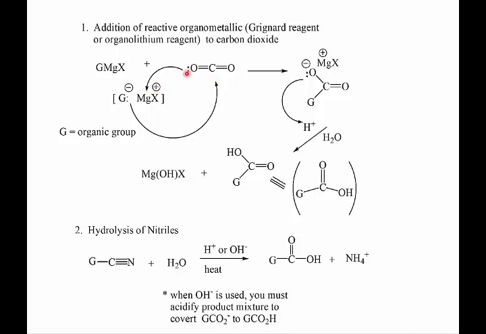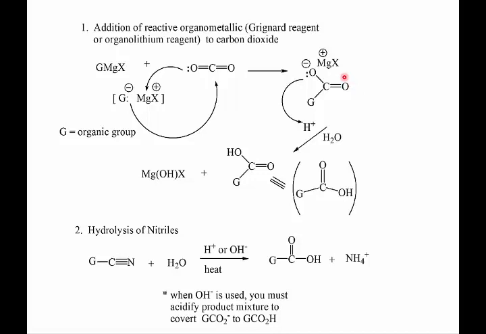So when those two attach, this C double bond O drops to a single bond. The other double bond stays intact. And that's the addition product. This would be called a magnesium carboxylate salt. It would stay there in your flask, and you could actually isolate it if you wanted to, but nobody does.